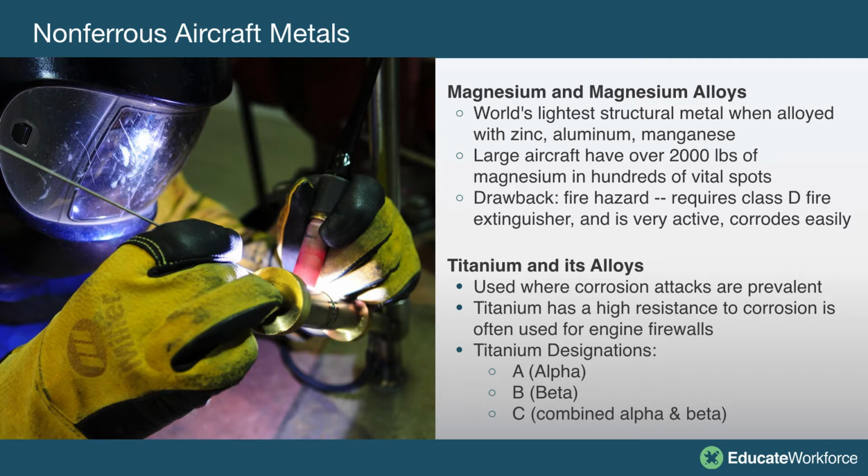Titanium and its alloys are used where corrosion attacks are prevalent. Titanium has a high resistance to corrosion and is often used for engine firewalls. Titanium has different designations: A is alpha, B is beta, and C is an alpha-beta combination.